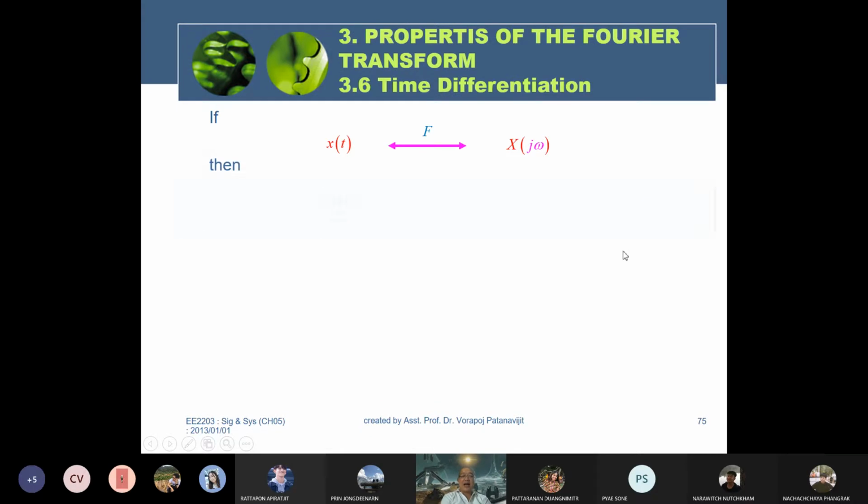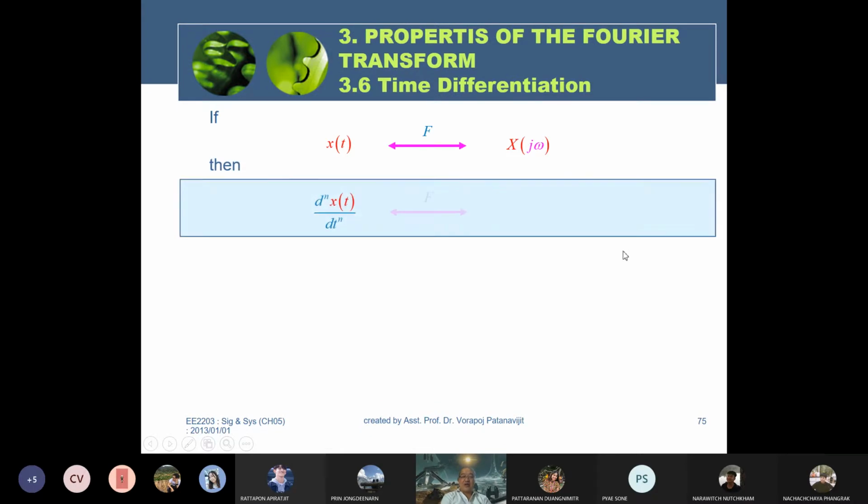Next one is the time differentiation. For the time differentiation, if you differentiate x(t) one time, you multiply by jω. If you differentiate them 2 times, you multiply by (jω) squared. If you differentiate them n times, you multiply by (jω) to the power n.